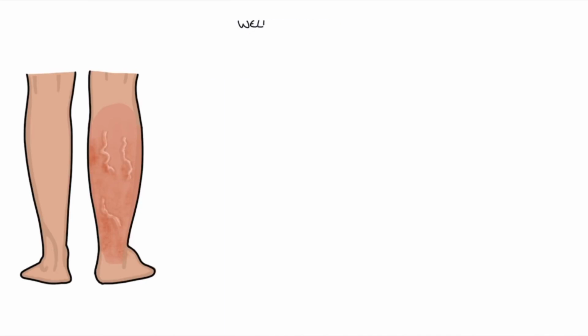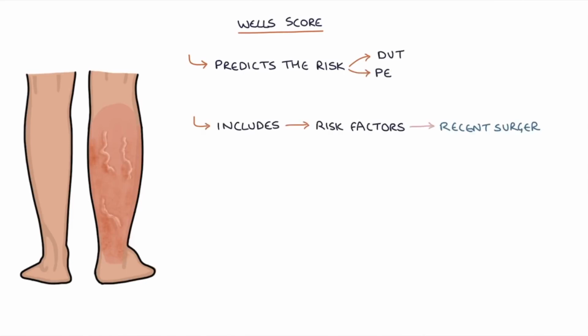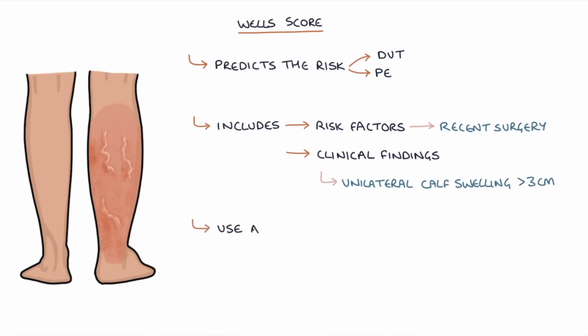Next, let's talk about the Wells score. The Wells score predicts the risk of a patient presenting with symptoms having a DVT or a PE. It includes risk factors such as recent surgery and clinical findings such as unilateral calf swelling of more than 3 cm than the other leg. You can use an online calculator to calculate the Wells score.